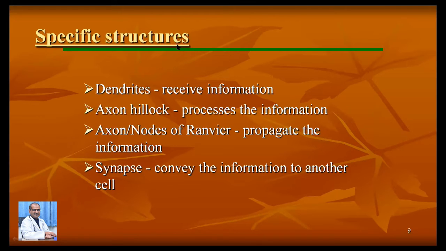And in the brain, this nervous system, varieties of structures are there. The dendrites are the ones which receive information. The axon hillock processes the information. And the axon or node of Ranvier propagates the information. The synapse conveys the information to another node, or it's also the junction.